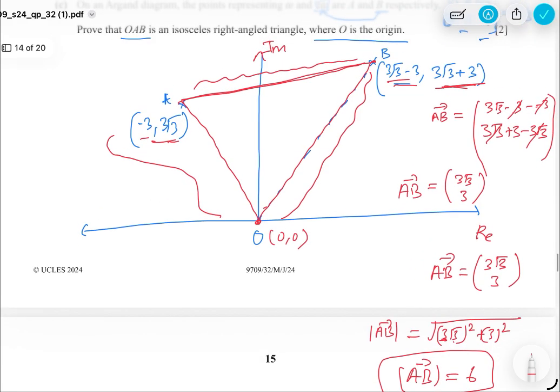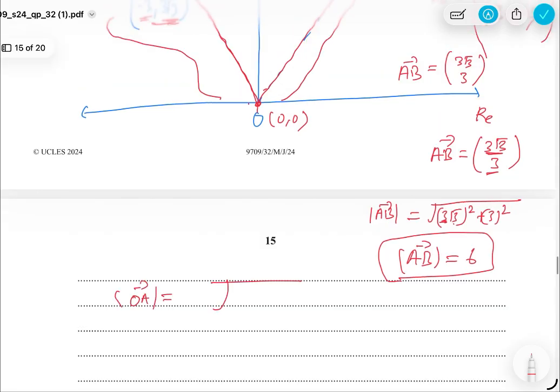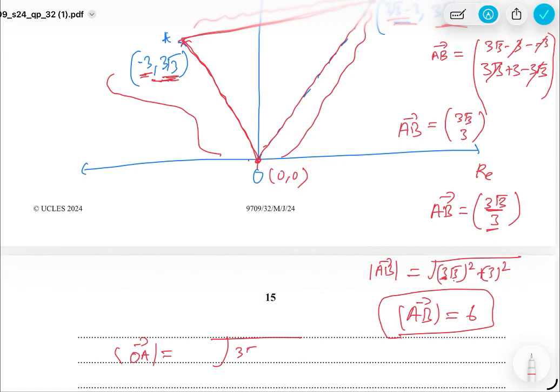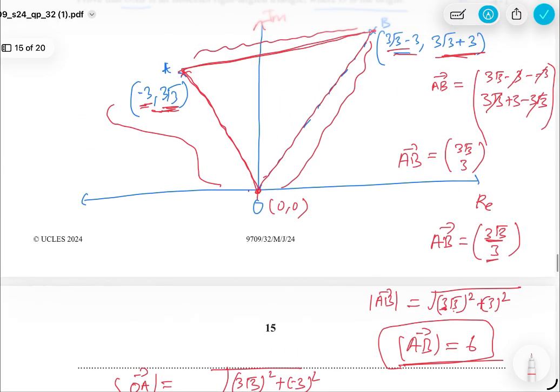Okay, so first let's try with OA, because I see over here the modulus of both of them will come the same, because this and this modulus is the same. I'm calculating OA. Are you visualizing it with me or not? The modulus of OA would again be the same, 3 root 3 square plus negative 3 square, which will again give us 6. So OA is equal to 6 and AB equals 6. That proves that it is an isosceles triangle. Yes or no? Hence, it is isosceles. Can I write it like this or not? Think about it.